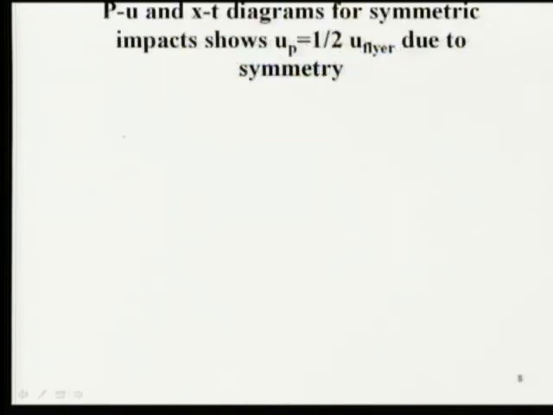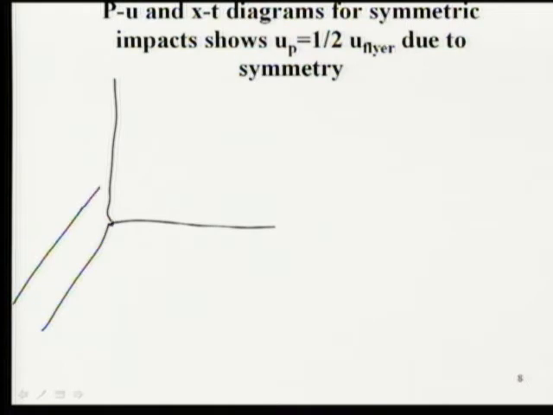So what I'm saying is, this is a problem we looked at before. Here we have a flyer plate coming in. It impacts at this point, and let's just say this is the sample. It has a shock going forward, and a shock going backwards. This is T and this is X, of course. And if these are the same materials, then we have some symmetry.